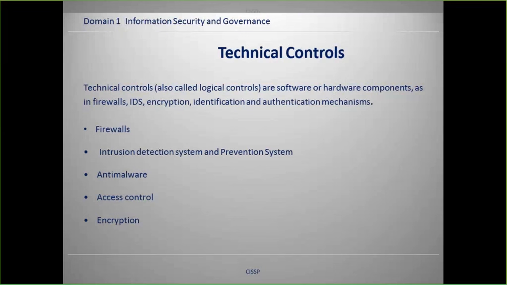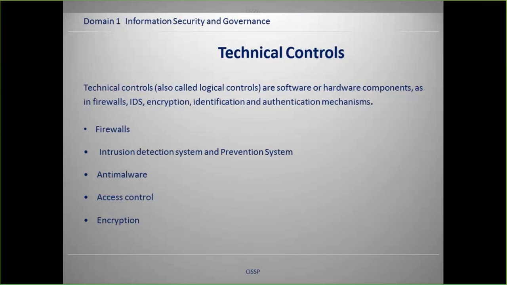Then you have anti-malware. First of all, before anti-malware, I would like to explain malware. Malware is any malicious code. Any malicious code that can harm your system is a malware. There are different kinds of malware: viruses, worms, Trojan horse, spyware, logic bomb, polymorphic virus. They all come under malware. I will cover all these things in a later class.